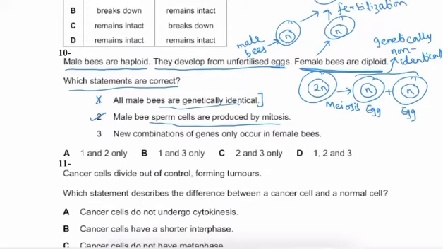Point number 3. New combination of genes only occur in the female bees. Yes, this is the true statement. Why? Because the female bees are produced by fertilization, in which there will be new combination of genes. So the answer is C.